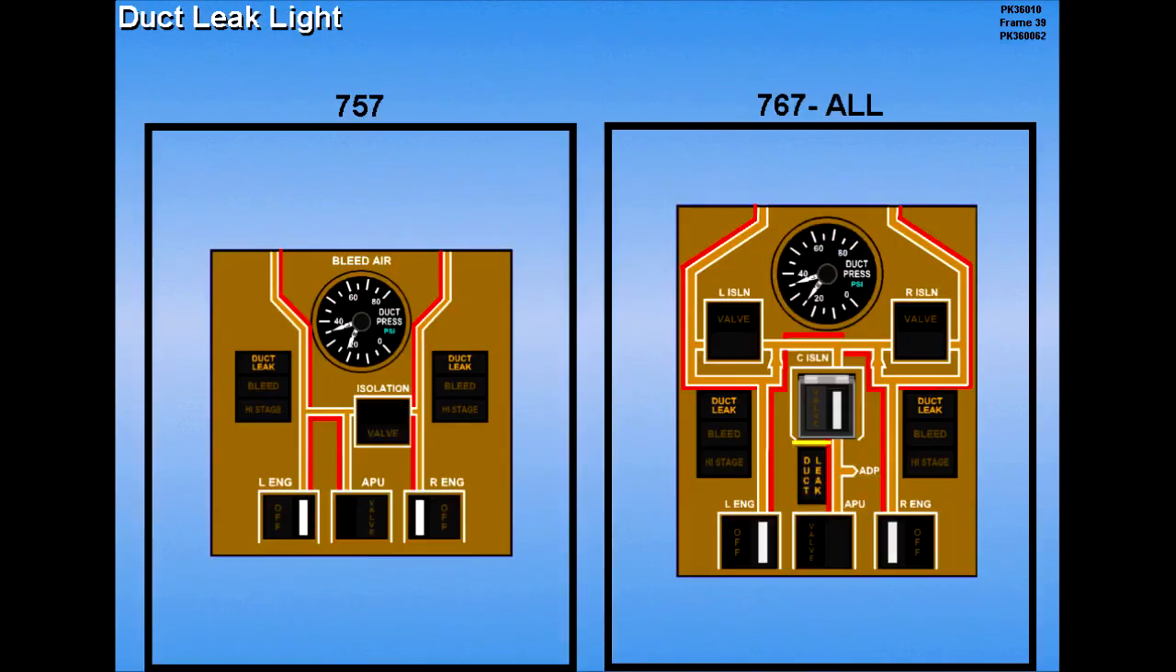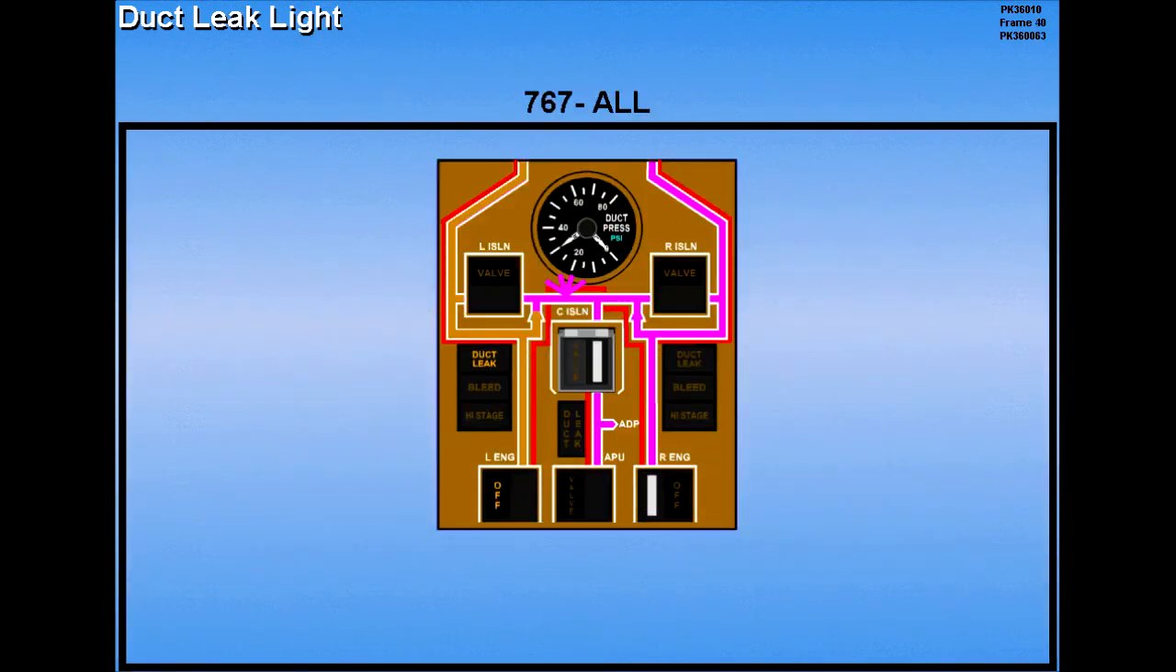There is an additional duct leak light for the center pneumatic duct. If the left or right duct leak light fails to extinguish after the bleed air source is turned off, a leak may exist between the isolation valves. A leak in this area should not create a serious hazard because the duct is in a protected area.